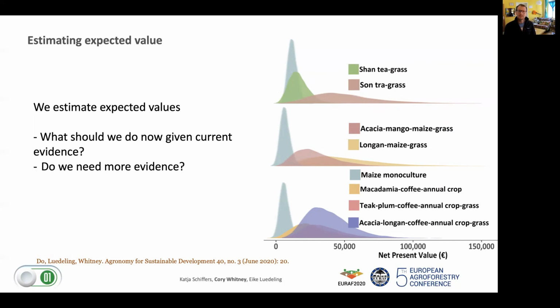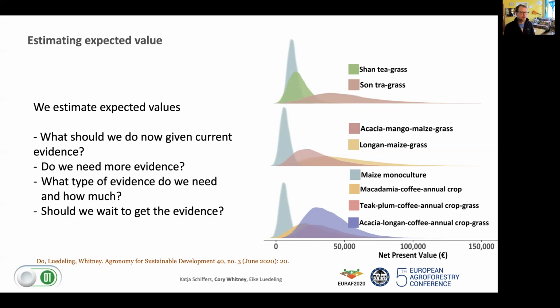Do we need more evidence to make a recommendation? We're mainly concerned about uncertainty around the decision recommendation itself. The question is if we need to reduce that uncertainty in order to make a recommendation. Well, what type of evidence do we need and how much? And should we wait for that additional evidence, or should we go ahead with the current recommendation? These are all our main questions regarding this decision support.